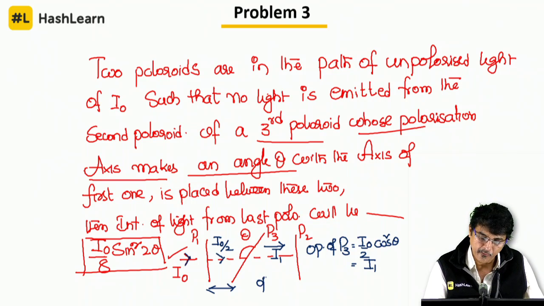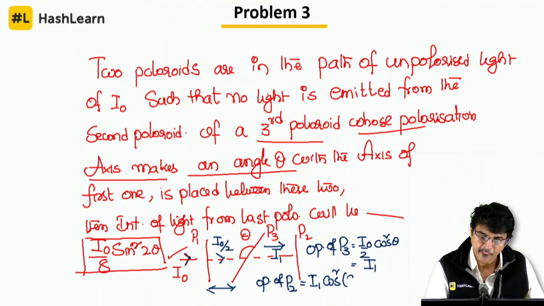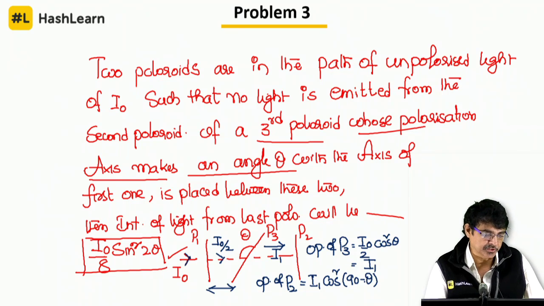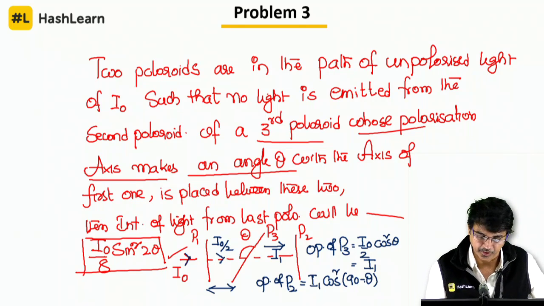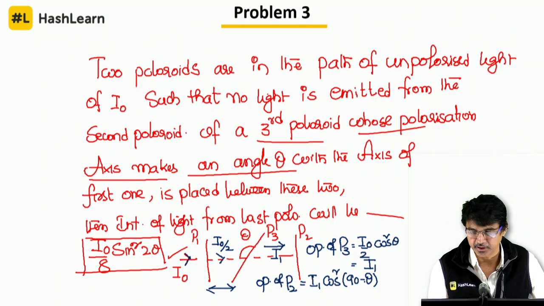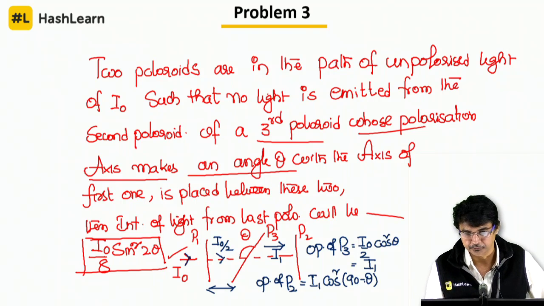So, the output of P2 is equal to input I1 into cos square of the angle between P3 and P2, which is 90 minus theta. I1 cos square of 90 minus theta. Here I mentioned 3 steps with blue color. Did everyone understand all the 3 steps? If you have any doubt, please message me so that once again I will clear your conceptual blocks.